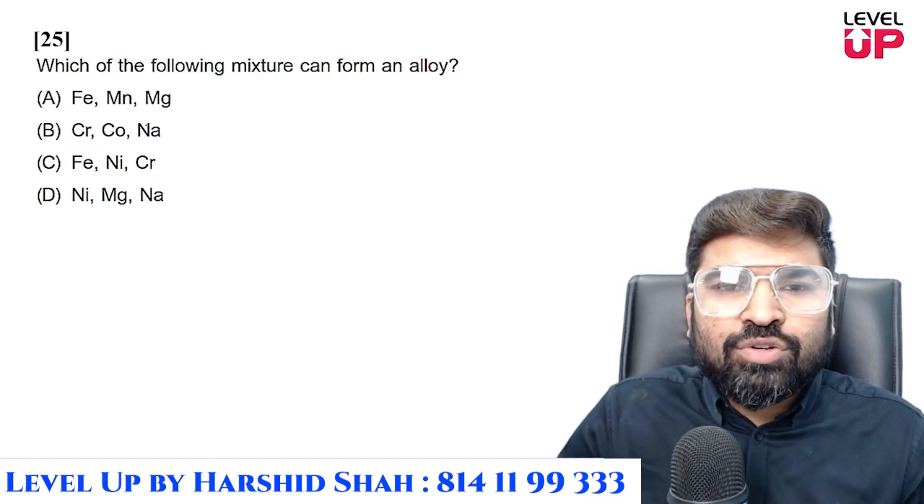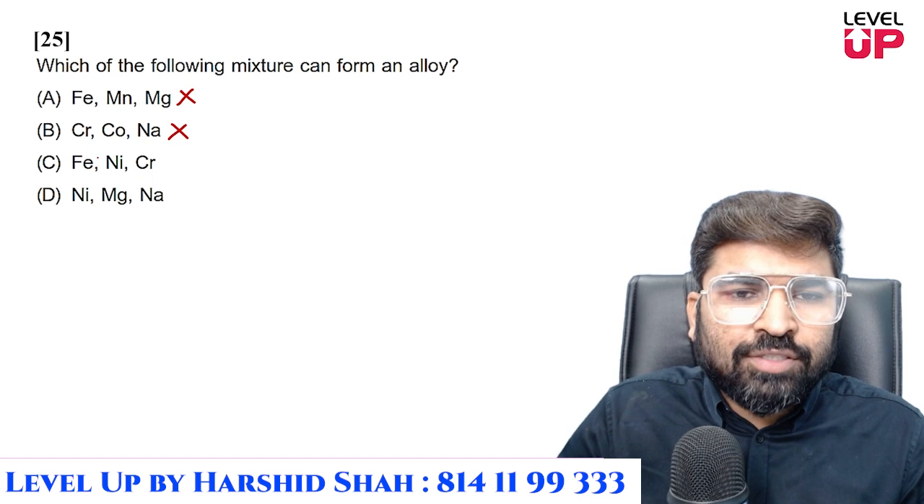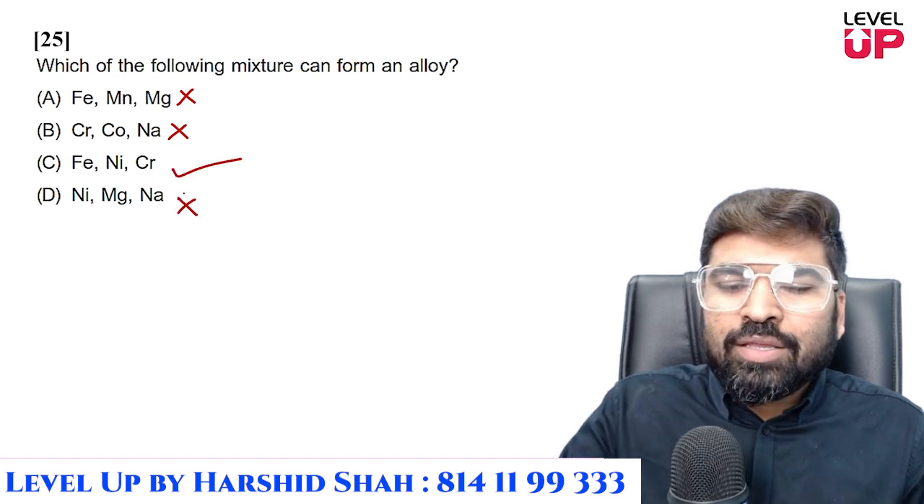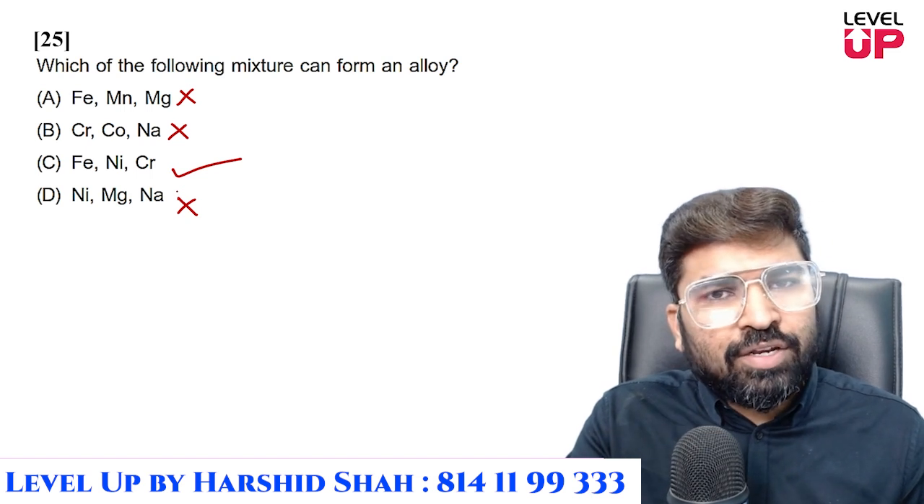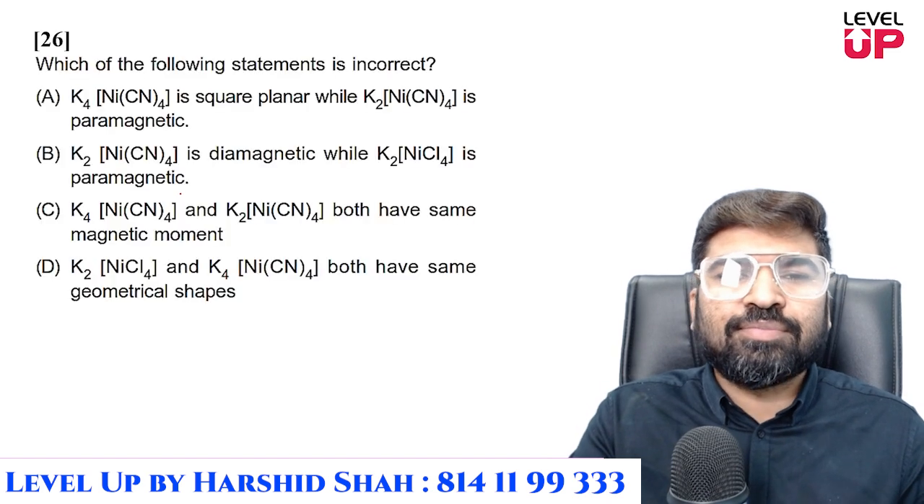Which of the following mixtures can form an alloy? Fe, Mn, Mg. Mg definitely is out of place. Sodium is out of place. Fe, nickel, chromium, yes, and nickel, sodium is out of place. They do not have the same electronic configuration or are not in the same group, so they are discarded.